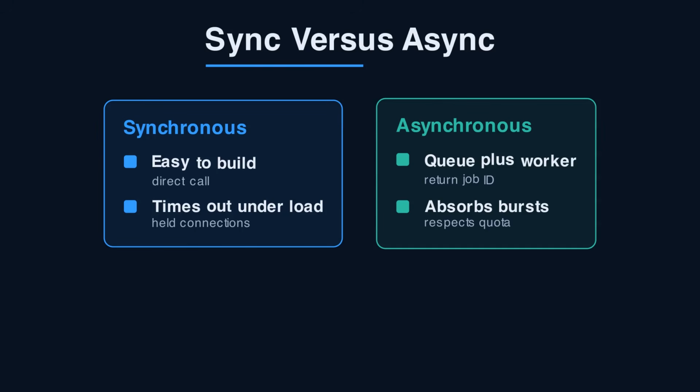The async design has the backend drop the job onto a queue like Azure Service Bus, return a job ID immediately, and let a worker process the generation and write to Blob. The client polls or gets notified when done. You pay in complexity, but you decouple bursty demand from your fixed DALL-E 3 quota. My rule of thumb: go async the moment image generation is user-facing at scale.